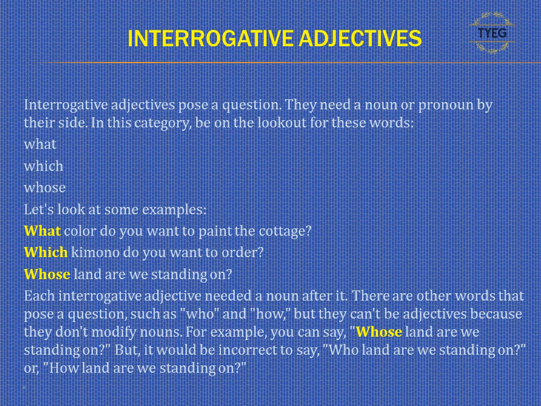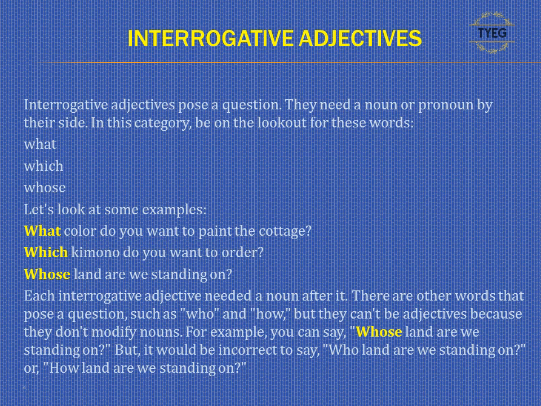Interrogative adjectives. Interrogative adjectives pose a question. They need a noun or pronoun by their side. In this category, be on the lookout for these words: what, which, whose. Let's look at some examples. What color do you want to paint the cottage? Which kimono do you want to order? Whose land are we standing on?